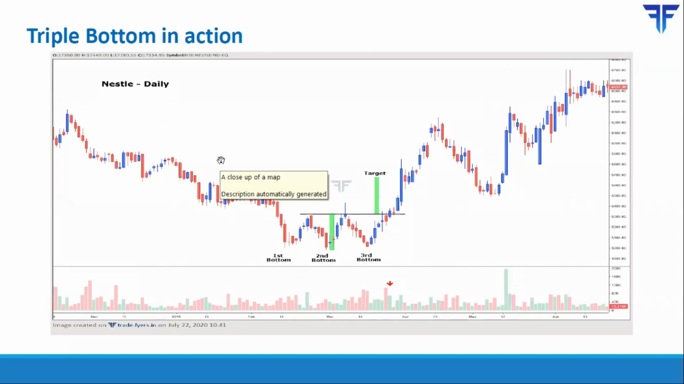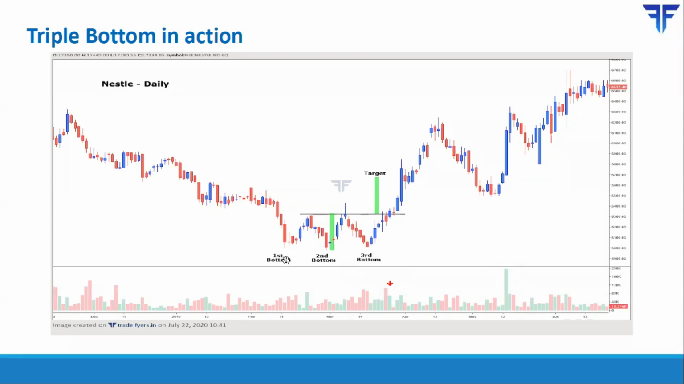So this is the daily chart of Nestle India. After a very nice decline in price, the first bottom was made. From there, it recovered and made an intervening high. It fell again, bounced right off the first bottom, and again took resistance at the former resistance level. From there, it fell again and started rising again.